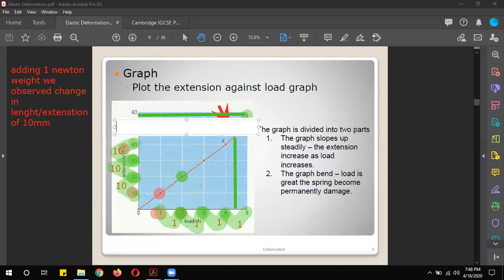That is 18 millimeter. So now adding 1 Newton means it has force, crossed its elastic limit. So the change in length is not uniform now. It has changed.